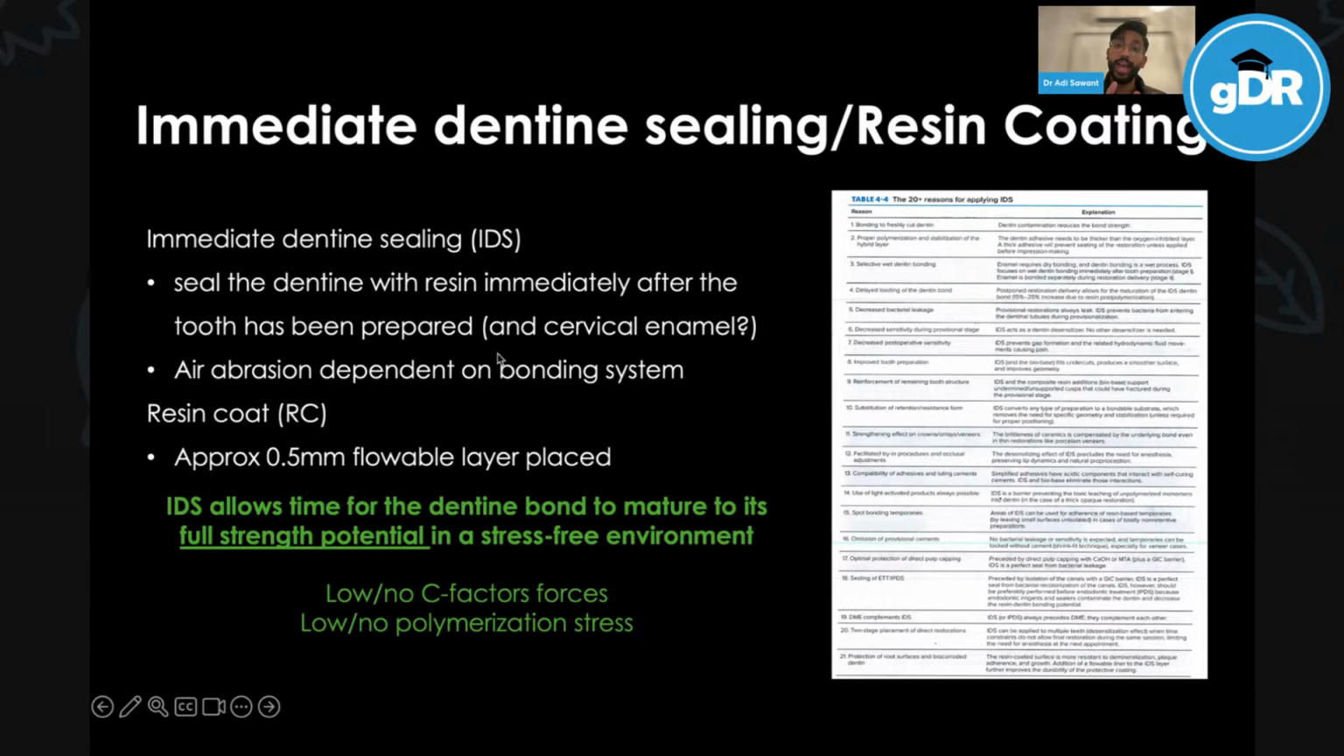You do all these steps at the prep appointment before you take your final scan. So then between prep and insert, whether that's a 30, 60-minute CEREC milling, or whether that's your lab making it over 2 to 3 weeks, you've got some time for that dentine bond to mature. And what that allows for is it to mature in a very low C factor environment with little polymerization stress and to achieve those crazy high bond strengths.